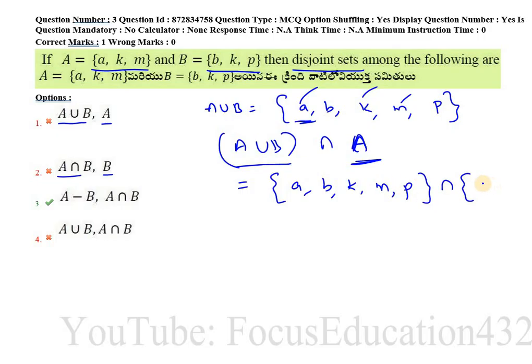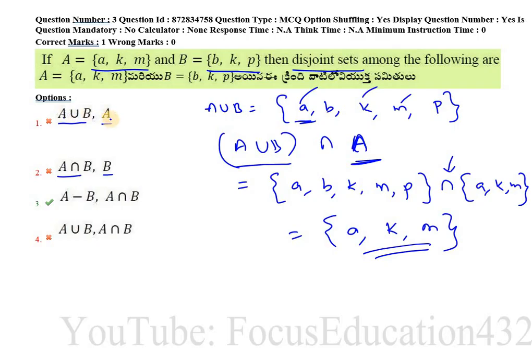Intersection, what is A? A, K, M. So what will you get when you do intersection? Intersection means common, should be available in both. So what will you get here? A, K, M. So we are getting three elements.